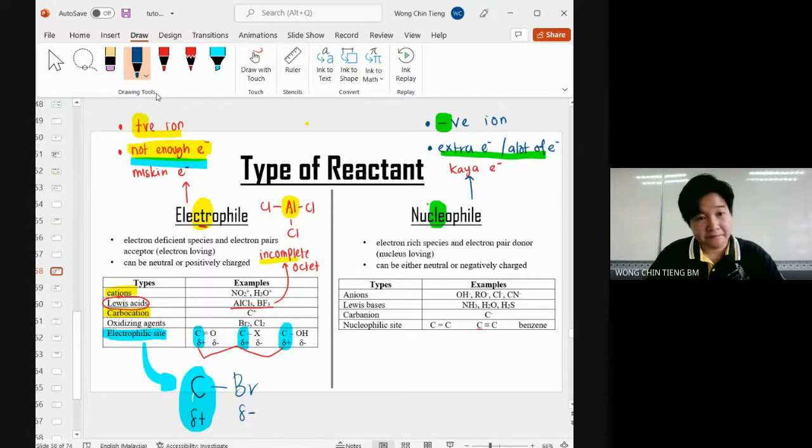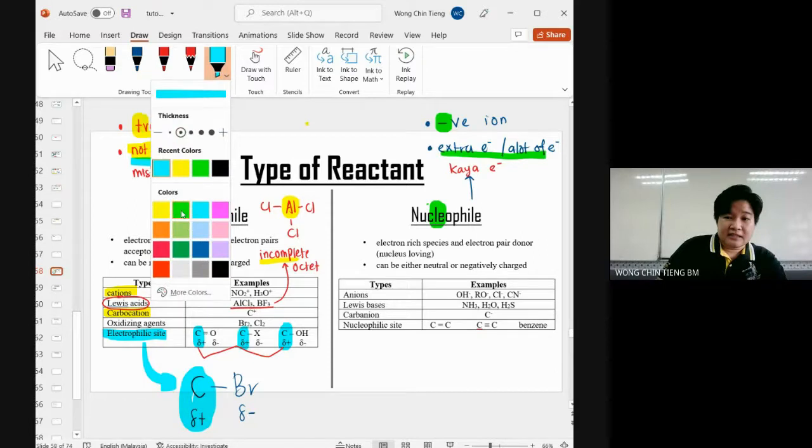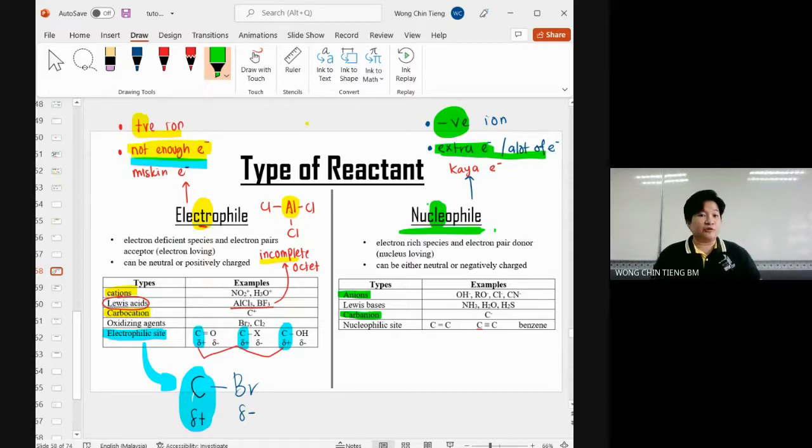Okay, done? Next. Nucleophile. Oh, easy. Who will be a nucleophile? Everything that is negative. Everything that is negative will be your nucleophile because everything negative has extra electrons. Who else will be negative? Very simple. Lewis bases. Earlier, Lewis acid was because of incomplete octet. Here, Lewis bases. Look at the Lewis bases. What do they have?